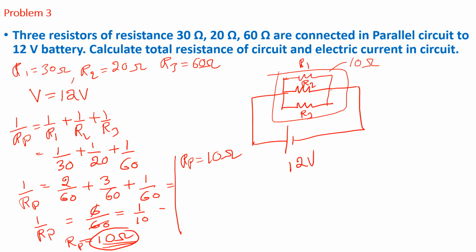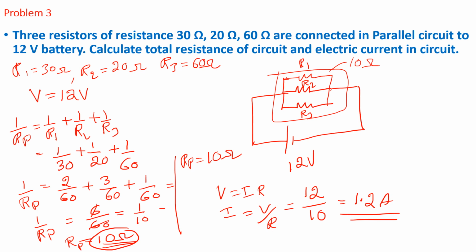Now we know that V is equal to 12 volt, then I is equal to how much? From Ohm's law, V is equal to IR. So I is equal to V by R, which is equal to V is 12 divided by R is 10, which is equal to 1.2 ampere is the current flowing in the circuit.